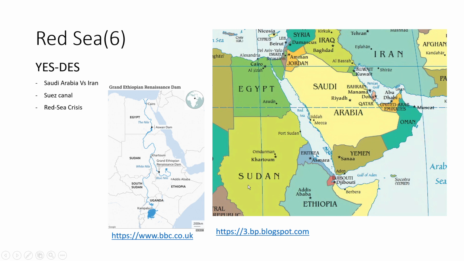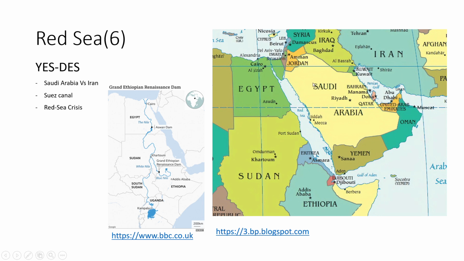Now moving on, we have the Red Sea here. Okay, so the trick here is YESDES, which stands for Yemen, Egypt, Saudi Arabia, Djibouti, Eritrea and Sudan. It's a critical trade route because of the Suez Canal. It's an artificial canal and it is present on the very northern end.